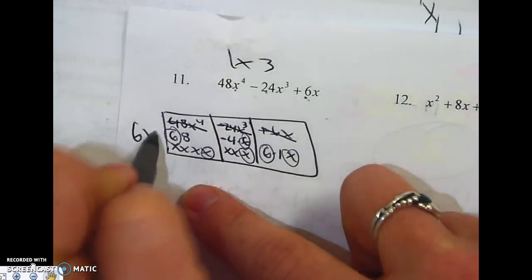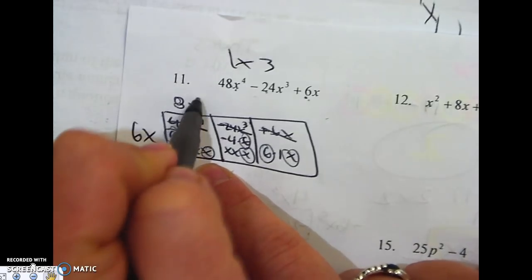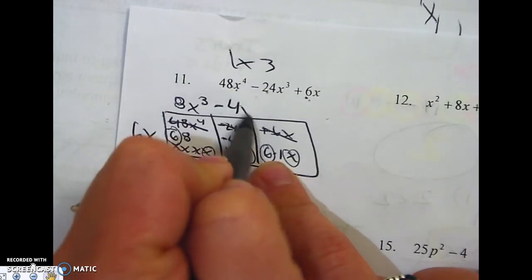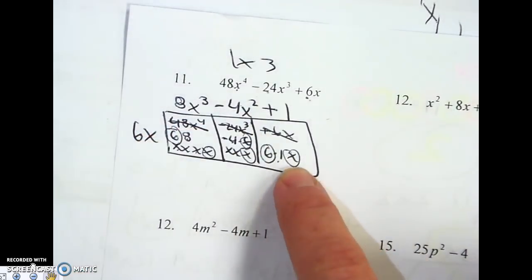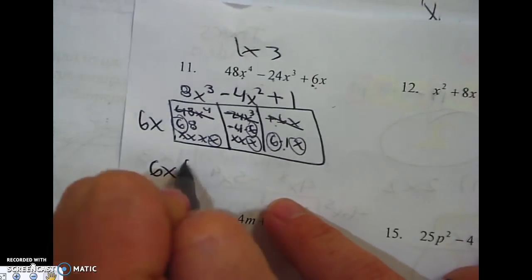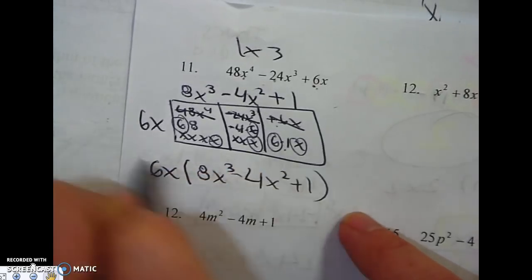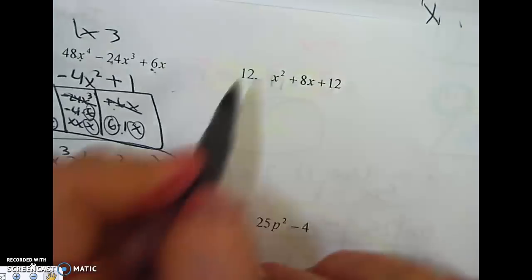Whoosh it to the left. What's left is an 8, 1, 2, 3, x cubed, minus 4, 1, 2, x squared. And then I have a 1 left, but I have to put either a plus or a minus. So since that 1 is positive, I put a plus. Then I'm left with this. And that's my answer.